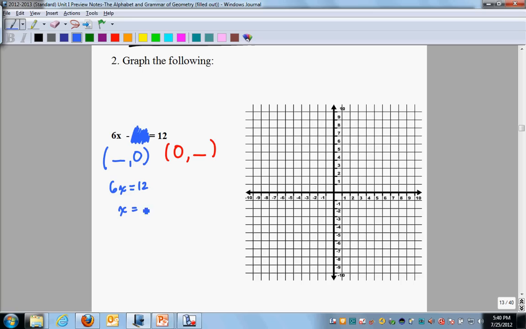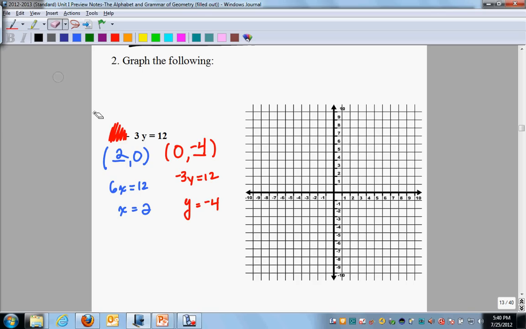Therefore, x is 2. And then if we look at it this way, we put a 0 in the x component, say goodbye to that, and we end up with negative 3y equals 12. Divide both sides by negative 3, we end up with y equals negative 4.